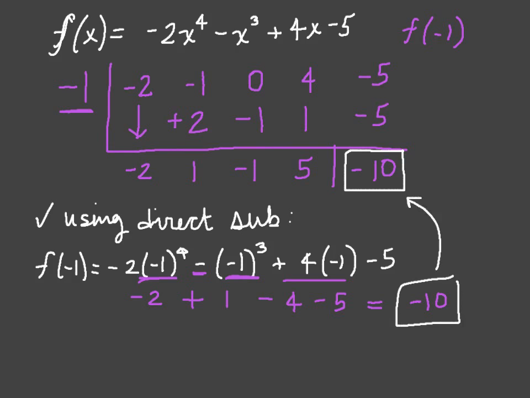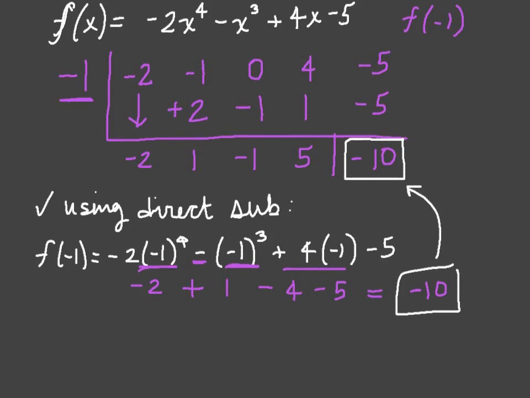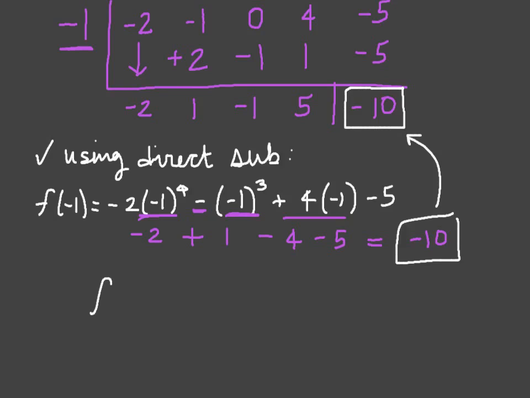Which way are you starting to like better? I personally like synthetic substitution better. Maybe at this point it's not your favorite, but I think later on it will be. Either way, whether we do it synthetically or directly, we get this answer: f of negative 1, the function value when the x value is negative 1, is negative 10. If you'd rather think of it like this, you've got an ordered pair on your function: at negative 1, that's the x value, negative 10. We do use this to graph these polynomials, to get specific points on them.